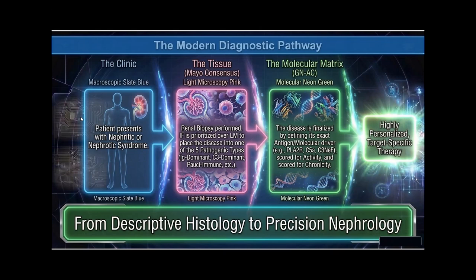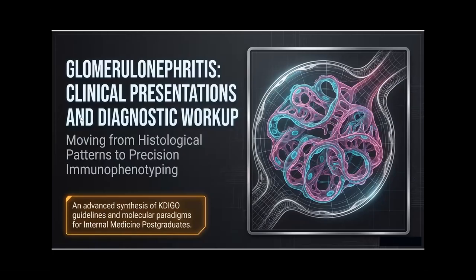Now we want to know whether the disease is finalized by deciding its exact antigen and molecular drivers. Which antigens are involved, PLA2R, or C5a, or C3? We have to find out. Finally, highly personalize and target the specific therapy, from descriptive histology to precision nephrology treatment. That is pathogenesis and what we have understood so far.